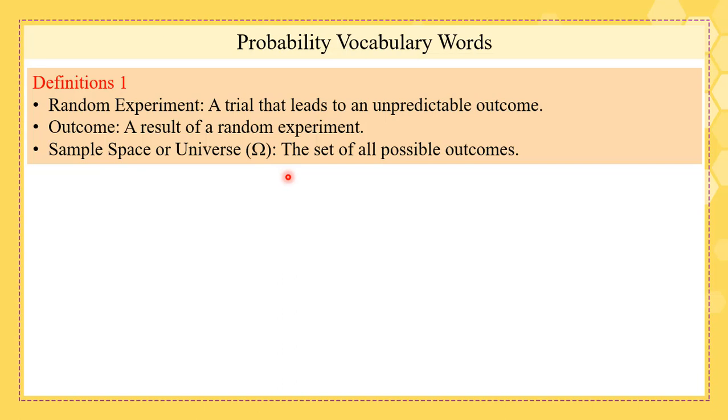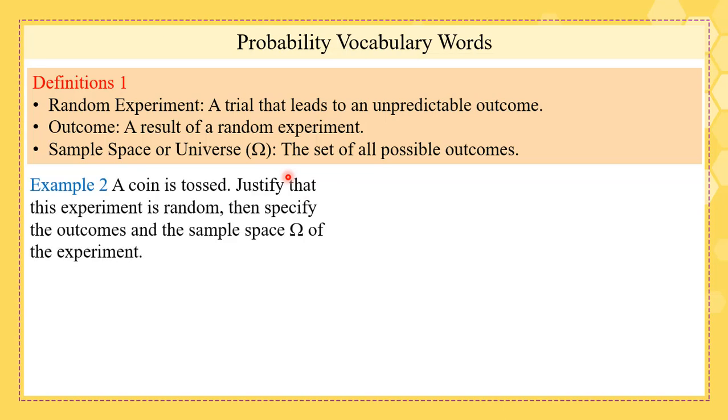So for example, if I want to roll a die, outcomes would be numbers from 1 to 6, and this is a random experiment because it's not predictable to have 1 or 2 or 3 or 4 or 5 or 6 while rolling the die. Let's see this example. A coin is tossed. To justify that this experiment is random, then specify the outcomes and the sample space.